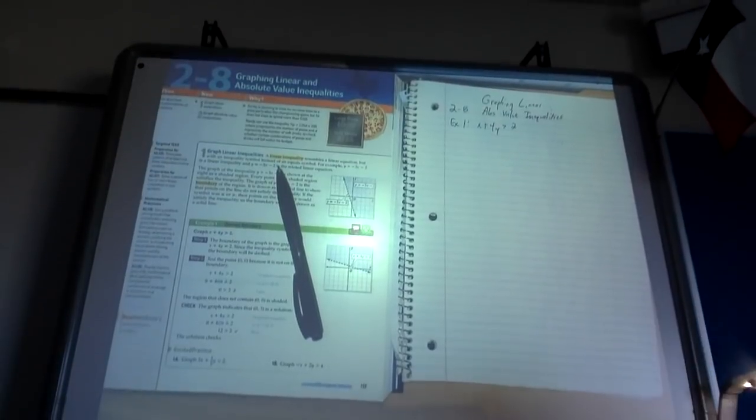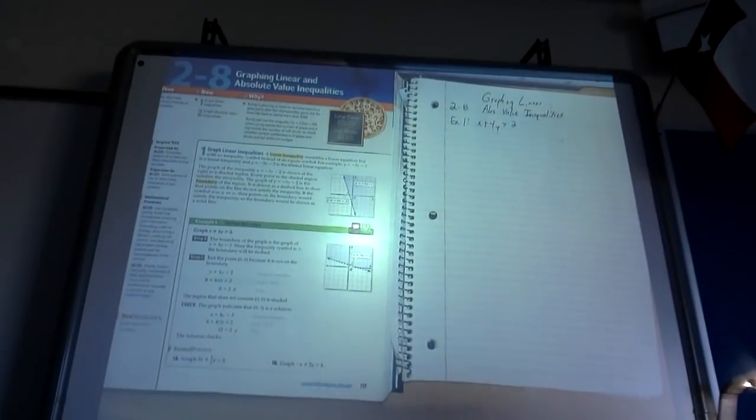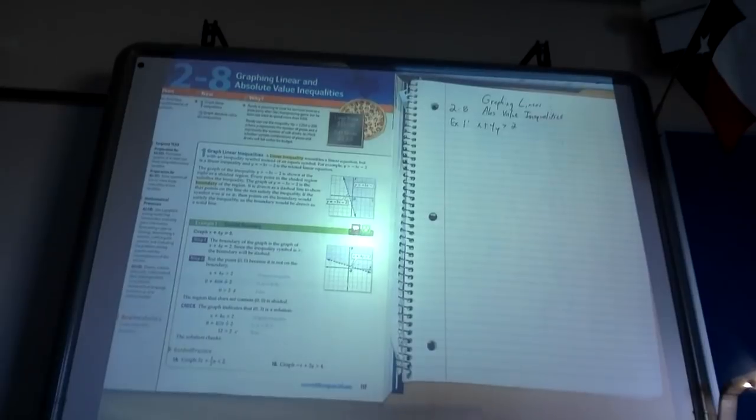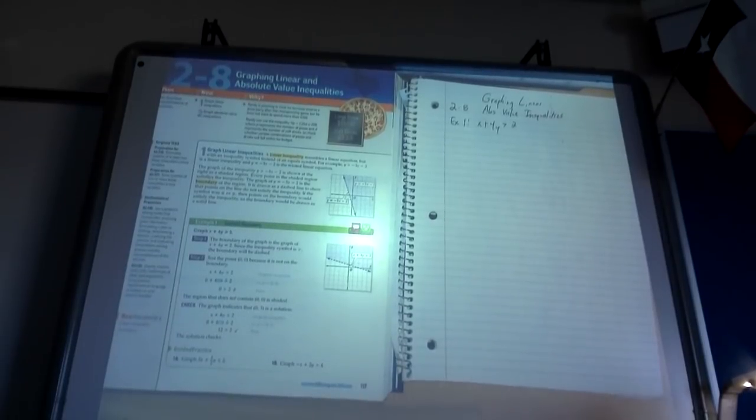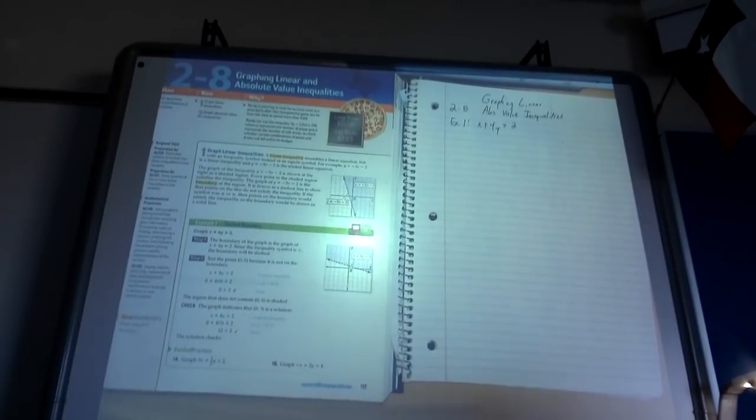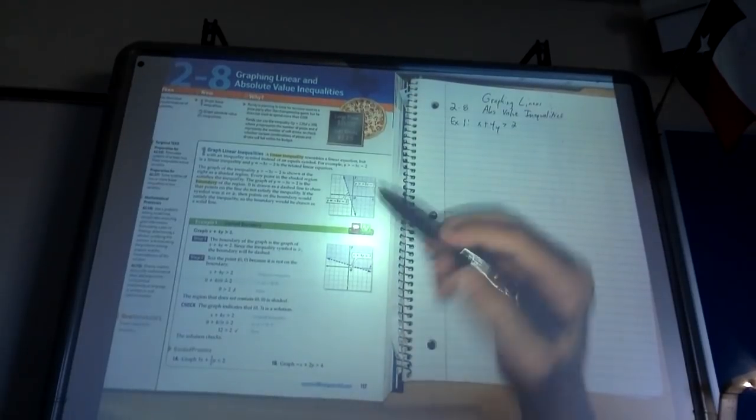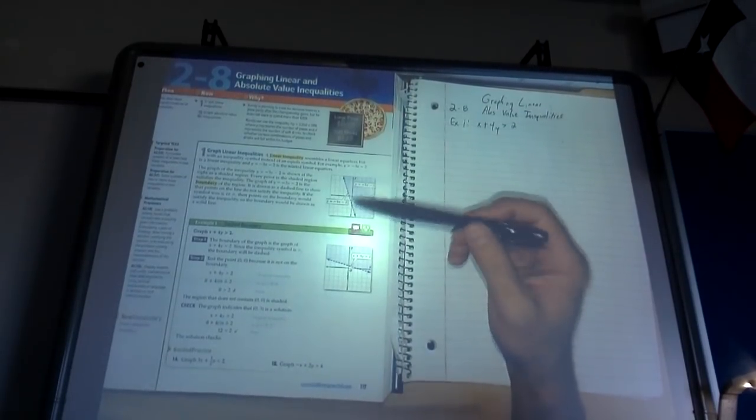All right, we're in 2A today, graphing linear and absolute value inequalities. And so it's not just going to be the lines today for a linear function or just the absolute value graph, but we're going to be shading different sides of those graphs. All right, so there's a good example right here on page 117.